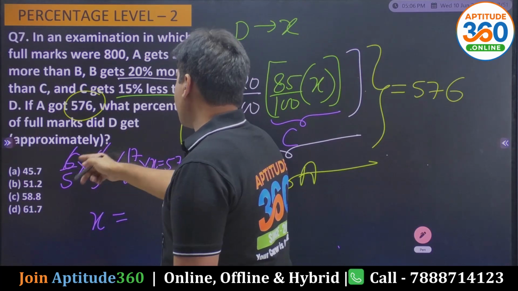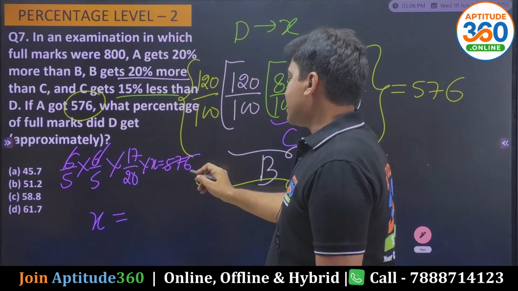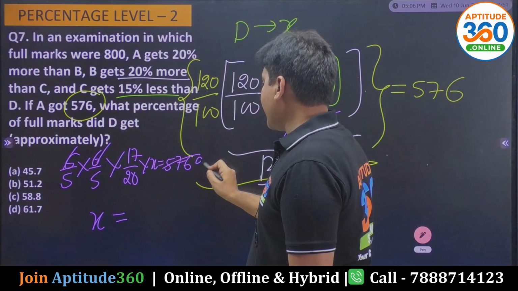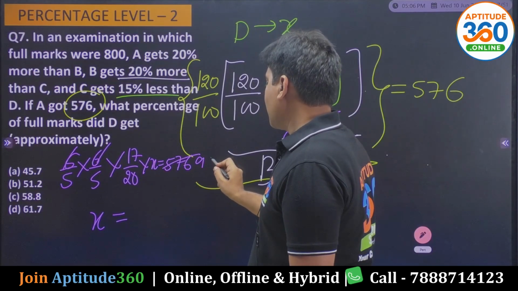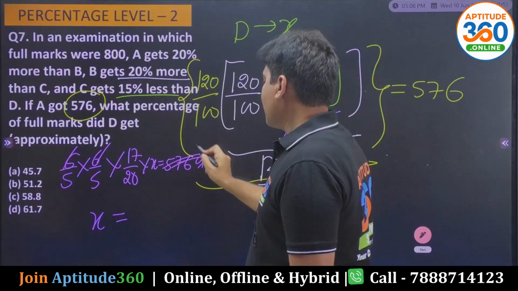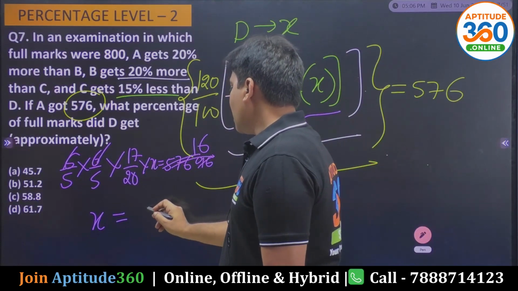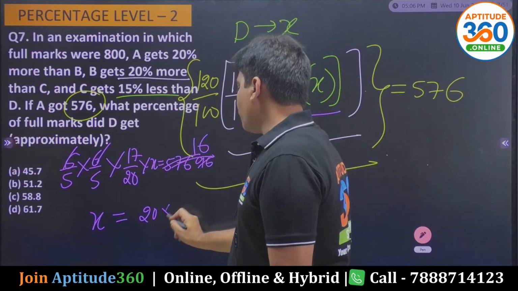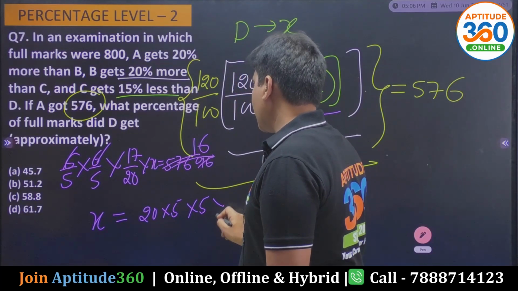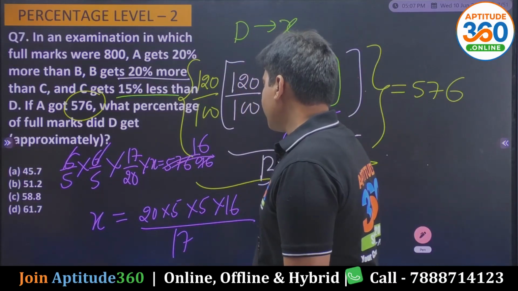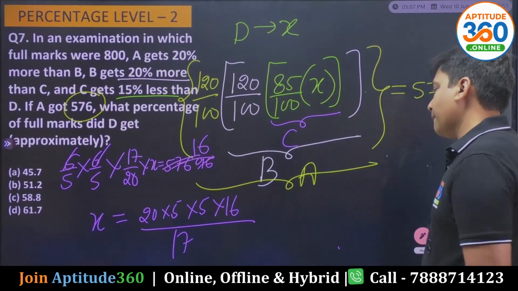6 into 6, 36. And this 6 is what? 6, 9, that is 96, and then this is 16, right? So 6 and 6 are gone. So the value of X is 20 into 5 into 5 into 16, and then this is 70. That is what is X.